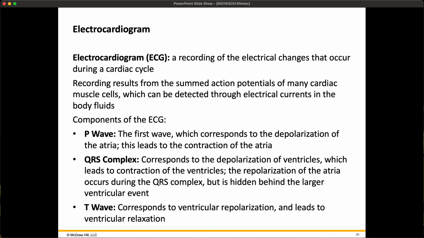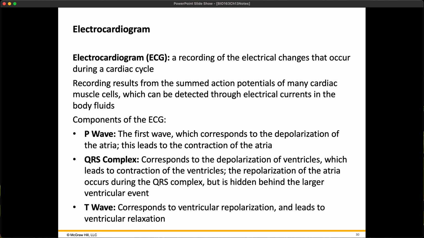Depolarized, so you're unpolarizing it, means that it's moving closer towards zero. And some of them even go above, to positive 30. And so that is a depolarizing process. And then there is repolarizing, where it goes back down to its negative charged potential. So just keep those concepts in mind as we go through this.